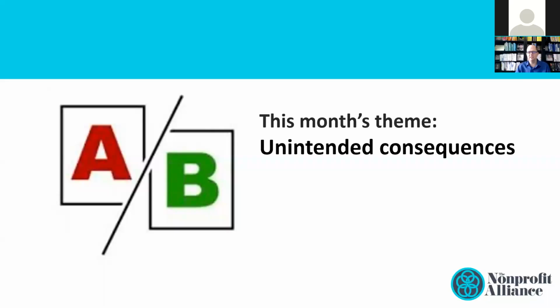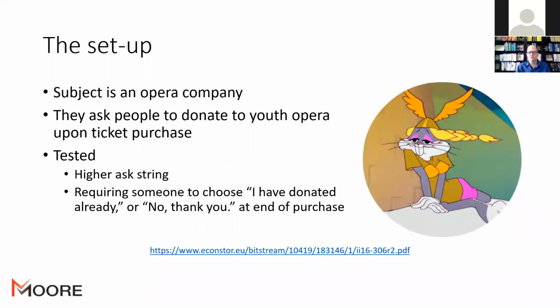That may invalidate some of the things that we are trying to do. So two main tests here, and then we'll reference a couple others that may be of interest. So the first test, the setup is, this is an opera company, and they're asking people to donate to youth opera on ticket purchase. So as you purchase a ticket, it goes through and says, would you like to donate to help with youth opera outreach?